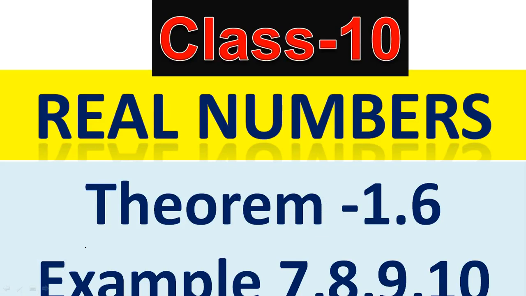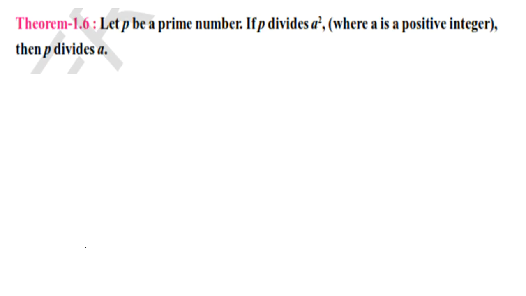So today we will be discussing theorem 1.6, examples 7, 8, 9 and 10. Okay, so let's move on to theorem 1.6. Let P be a prime number. If P divides A square, where A is a positive integer, then P divides A.